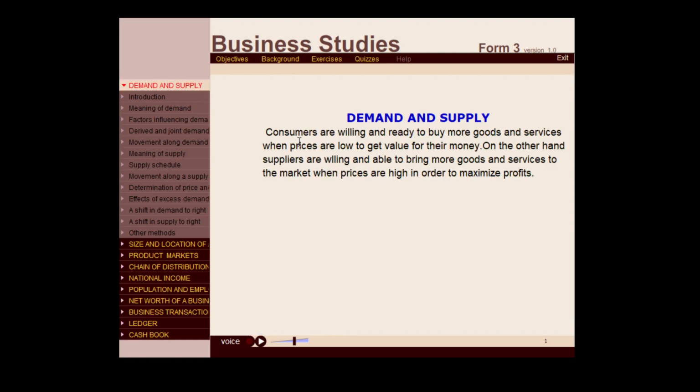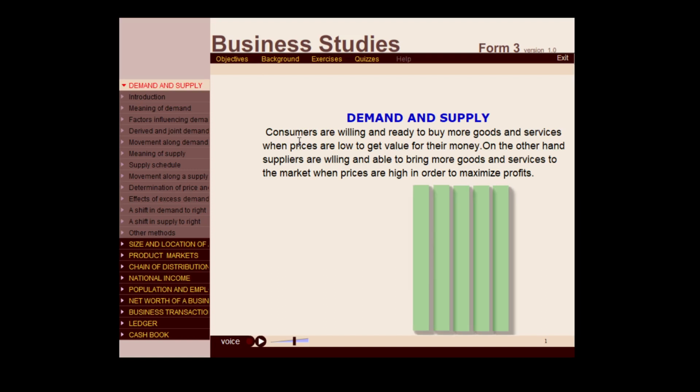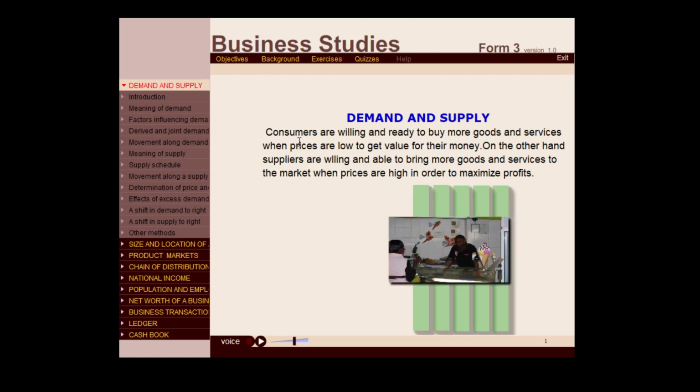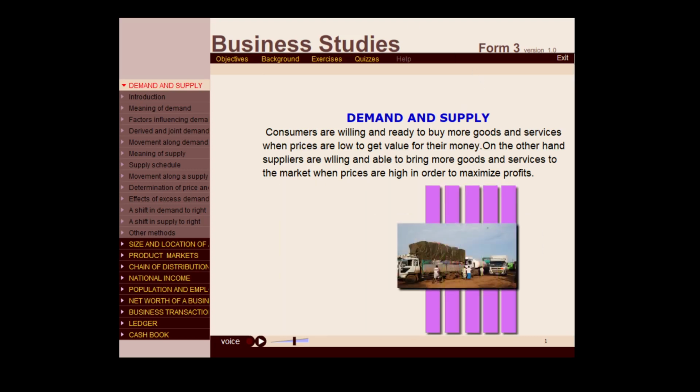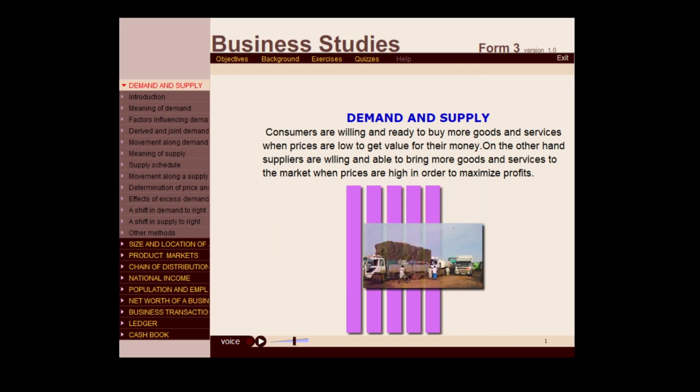Demand and supply. Consumers are willing and ready to buy more goods and services when prices are low to get value for their money. On the other hand, suppliers are willing and able to bring more goods and services to the market when prices are high in order to maximize profit.